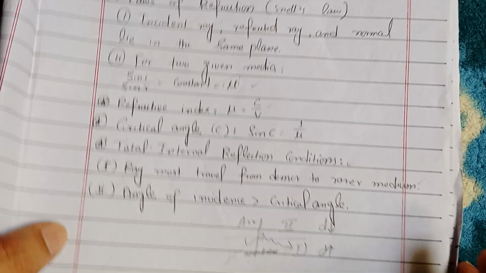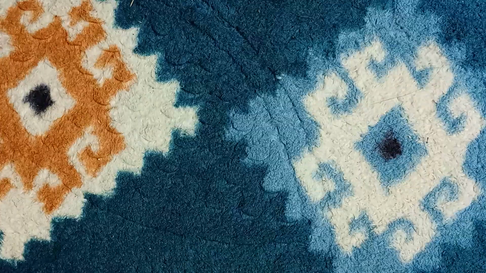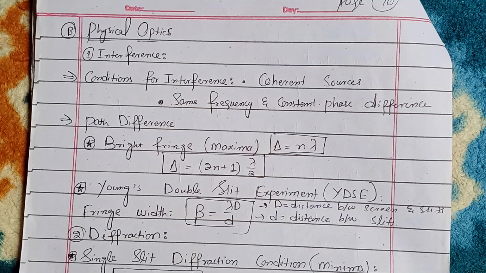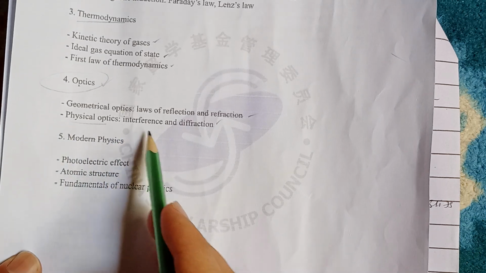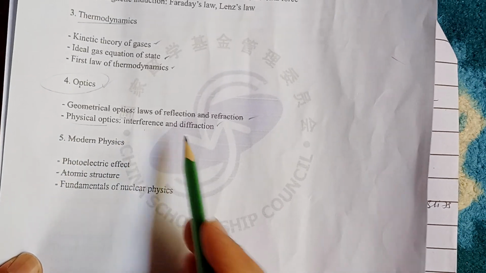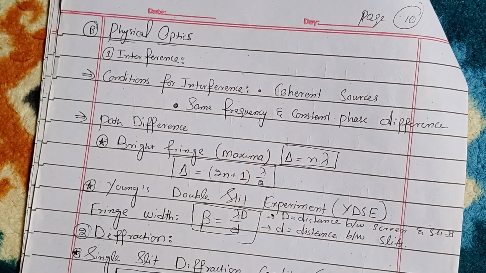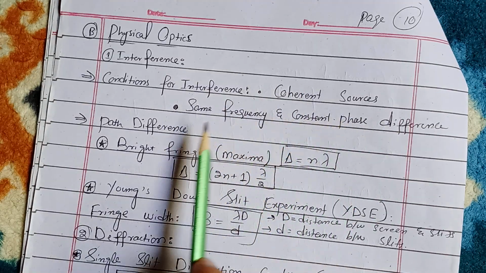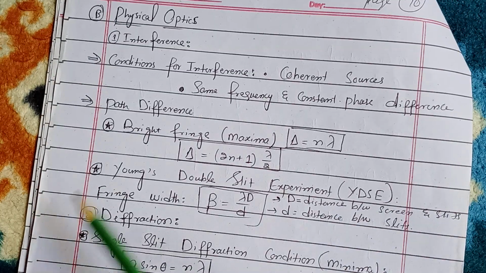Now let's go to the next subtopic, which is physical optics. In physical optics we will study interference and diffraction. What is the condition of interference? It is important. The condition of interference is that there must be coherent sources with the same frequency and constant phase difference. What is path difference?